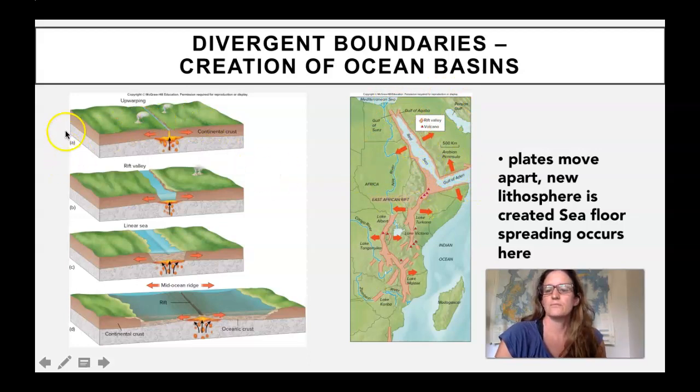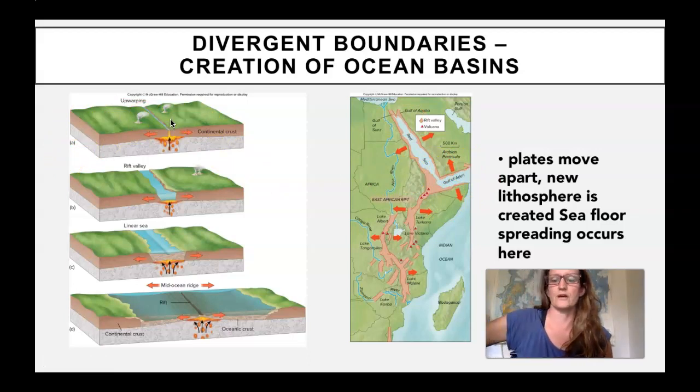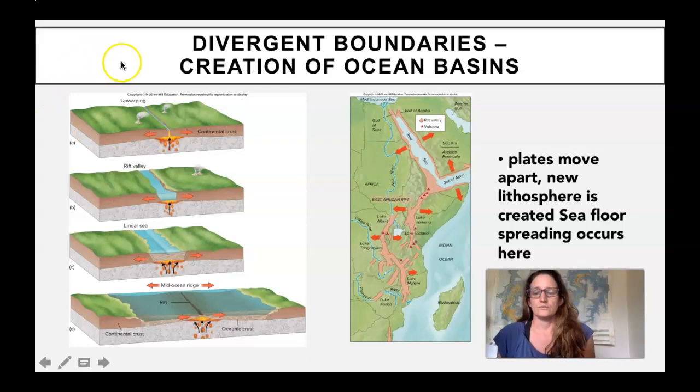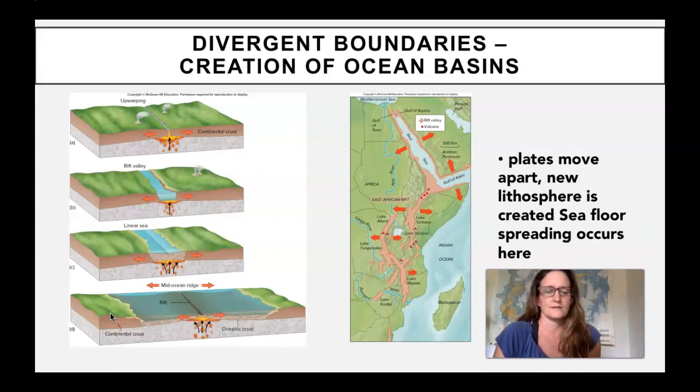So step 1, you would have upwarping, just a deformation of the continental crust as magma rises up underneath it. You would form a rift valley that would obviously, because it's a low point, fill in with water, eventually get a linear sea like the Red Sea or the Gulf of Aden, and if it progresses, you get a whole ocean basin like the Atlantic.